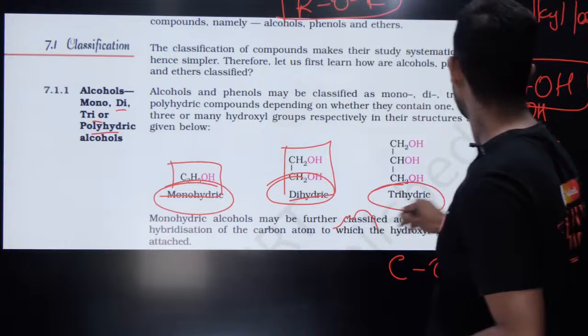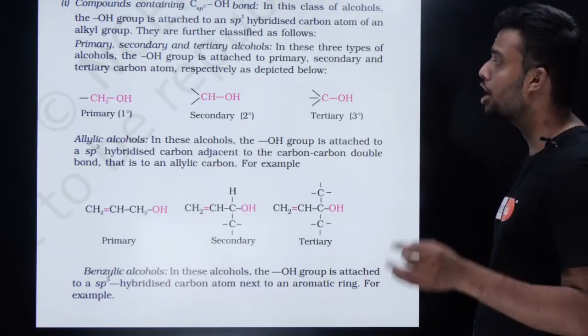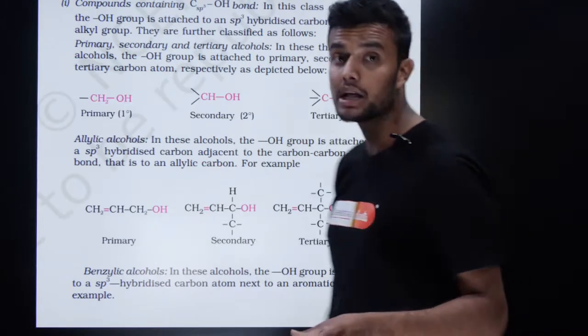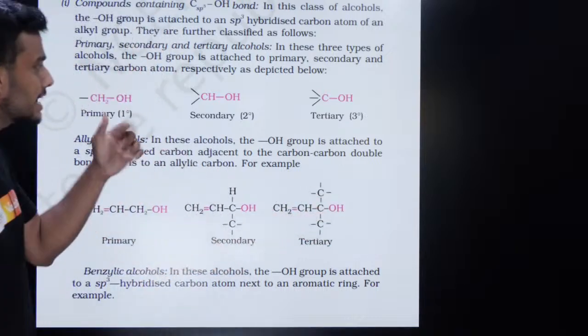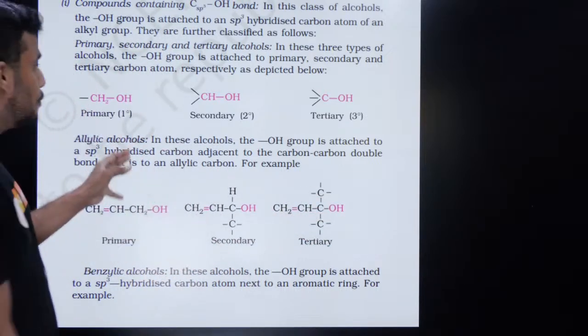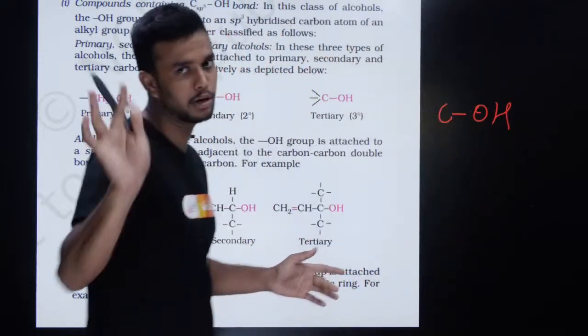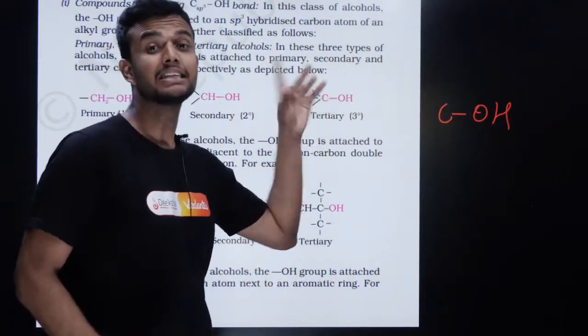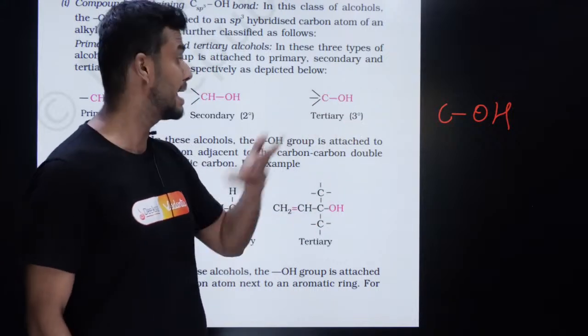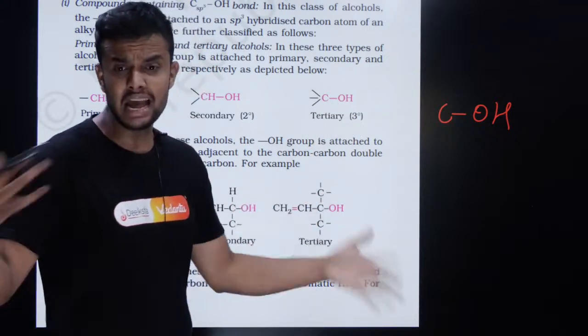Okay students, I hope it's clear. If you have any doubts, then let us know. Now the second type: primary, secondary, tertiary alcohol. Very simple, students. We know the OH group is always attached to a carbon in a chain, maybe a cyclic chain, a long chain or an open chain, any chain.